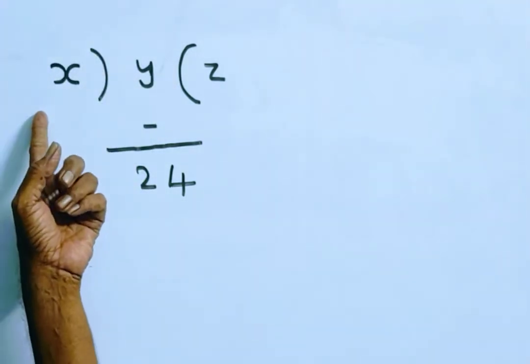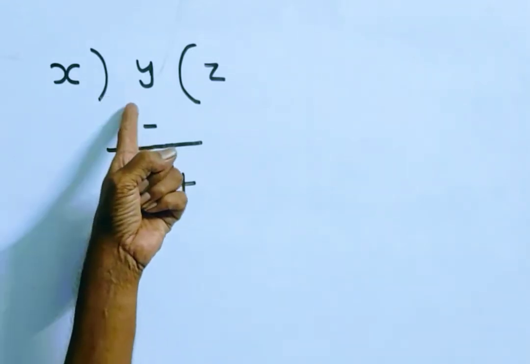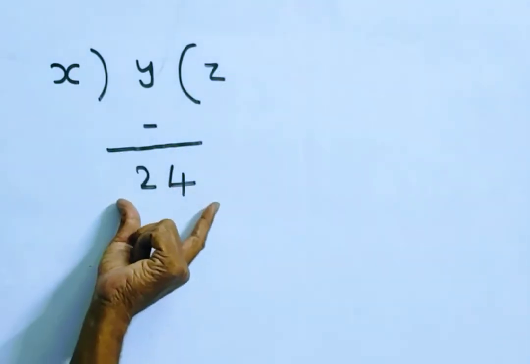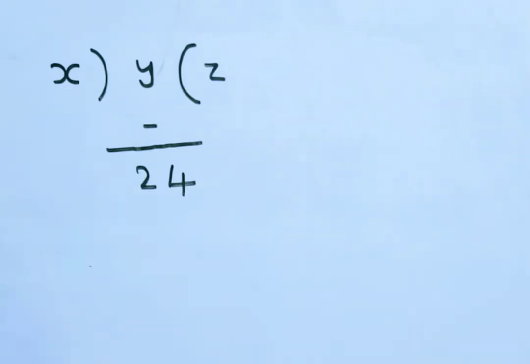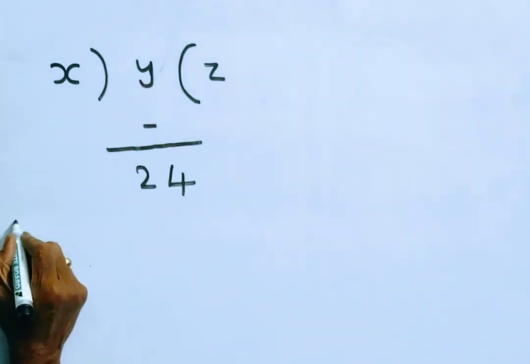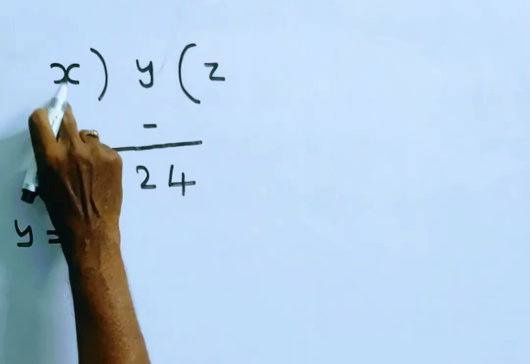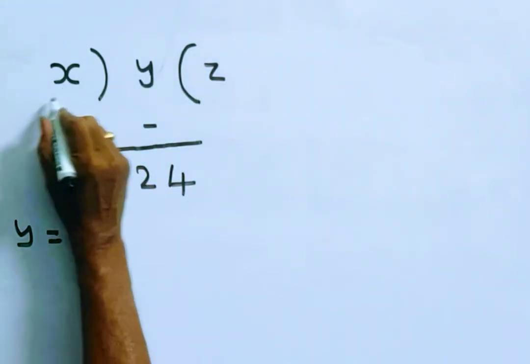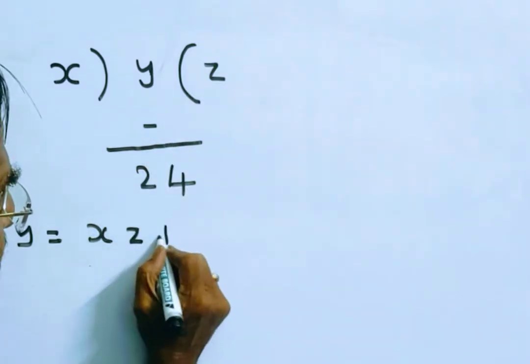Friends, say the divisor is x, the dividend is y, the quotient is z, and the remainder is given as 24. By the division theorem, dividend y is equal to divisor into quotient plus remainder.